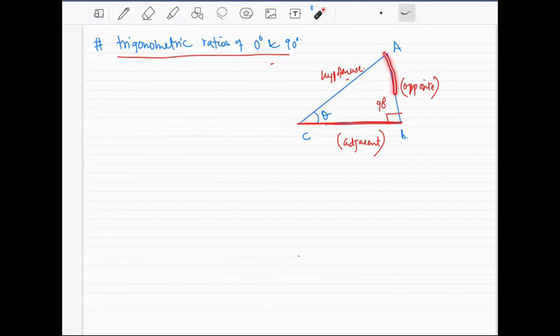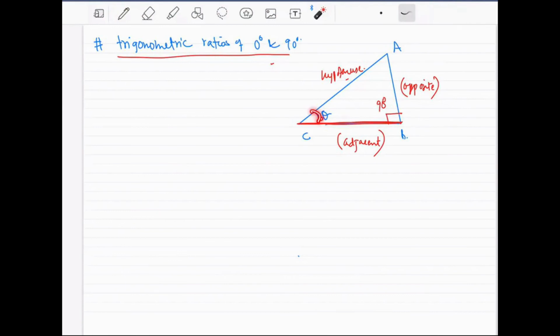If I reduce the angle slightly, what happens to the opposite side? Look, the opposite side is shorter compared to the previous one. If I reduce the angle further, the opposite side is a little shorter. And then if the angle theta is finally 0 degree, this CA line will be on top of this line CB. So when theta is equal to 0, do we have any opposite? No. If you don't understand, let me repeat.